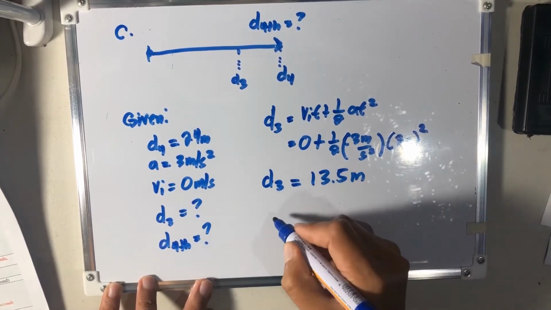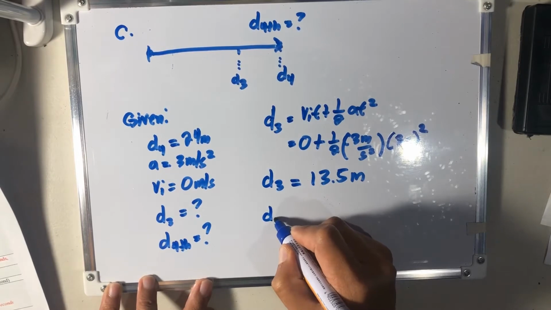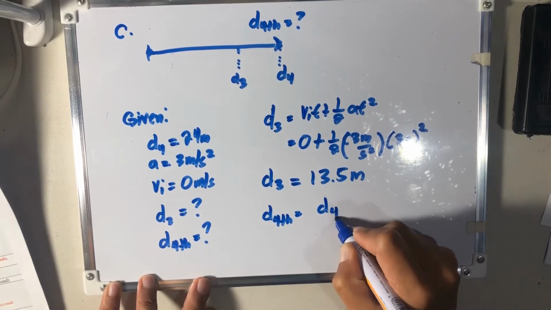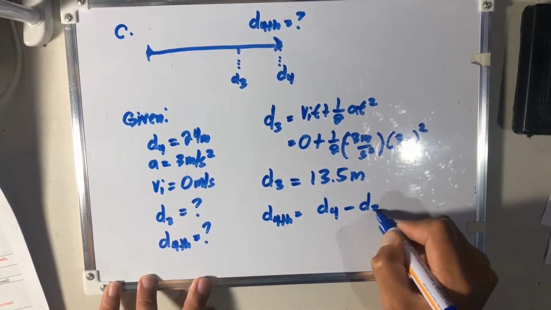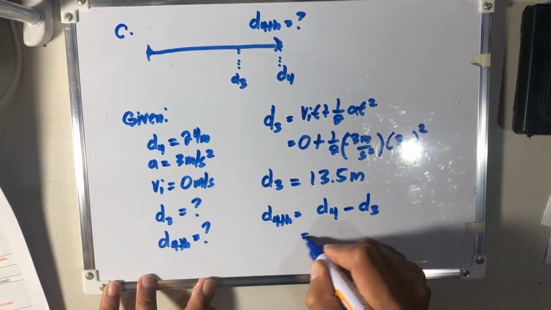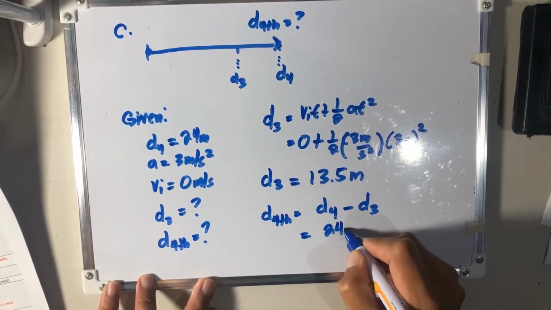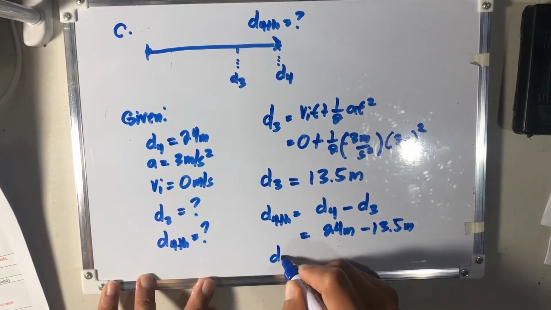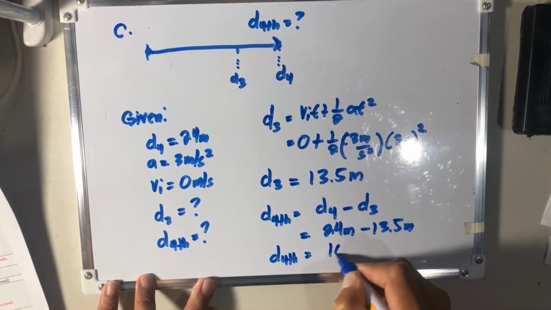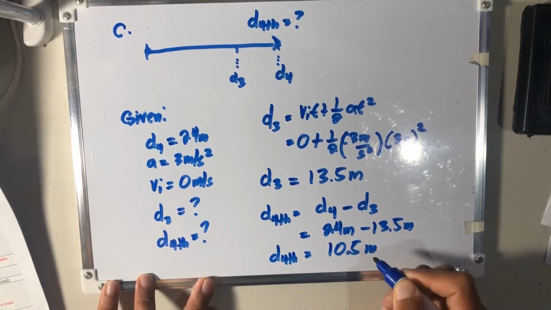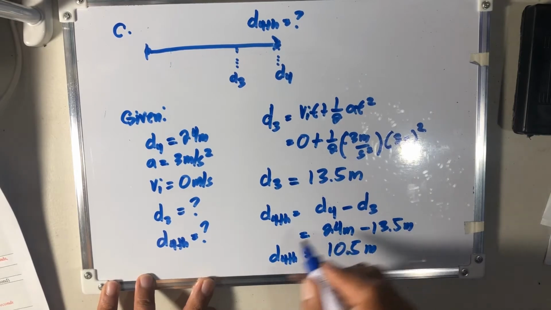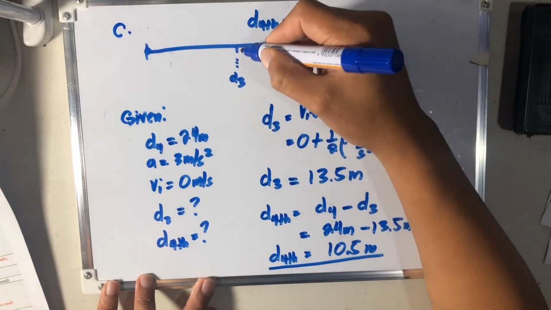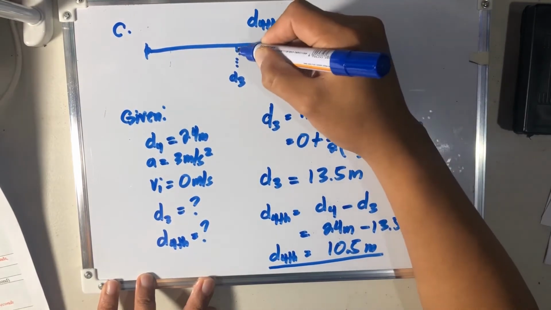Then, we will now solve for the distance during the 4th second interval. So that will be the distance after 4 seconds minus the distance after 3 seconds. So that is 24 meters minus 13.5 meters. So that will be 10.5 meters. So the distance covered by the cat during the 4th second interval is 10.5 meters.